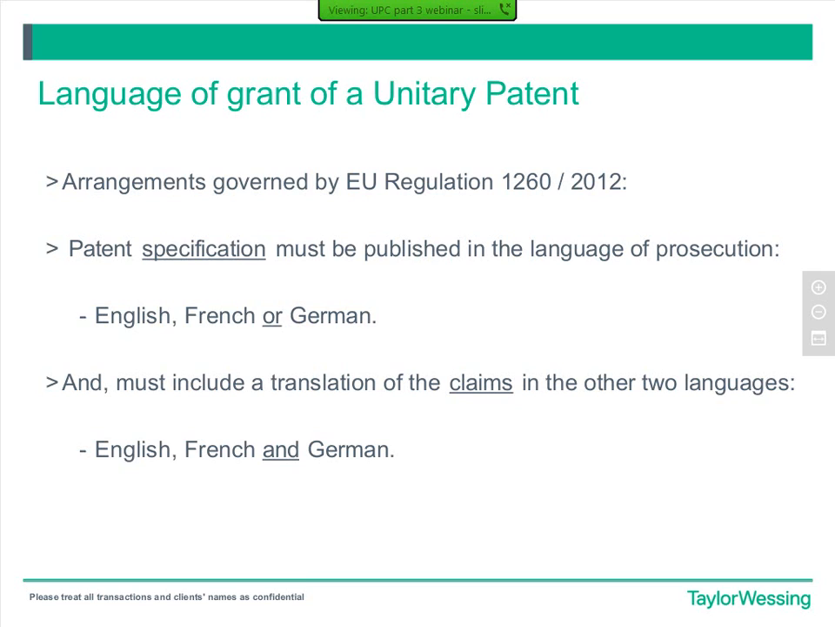The language of grant is provided for in Article 3 of the Translation Regulation by reference to the European Patent Convention. This means that the specification of a unitary patent must be published in the language of prosecution, English, French, or German, and must also include a translation of the claims in the other two official languages of the EPO. In other words, the claims must be present in all three of English, French, and German. Furthermore, a request for unitary effect must be submitted in the language of the proceedings.